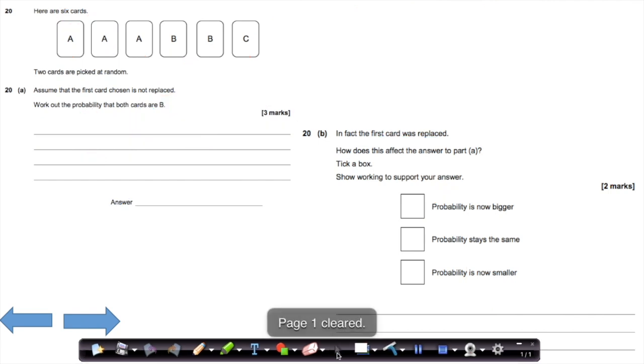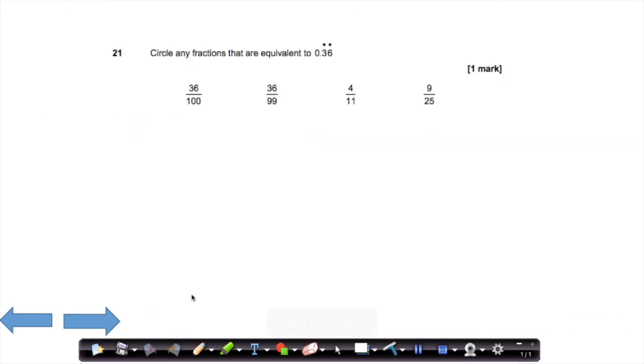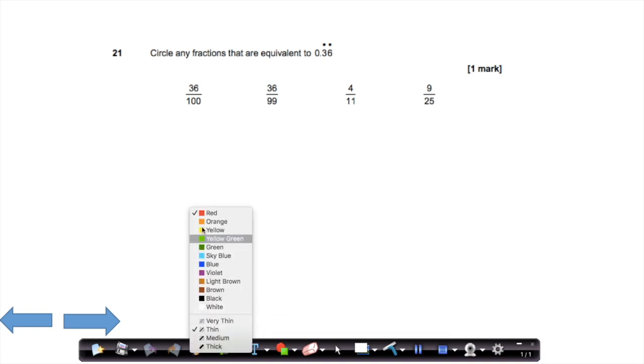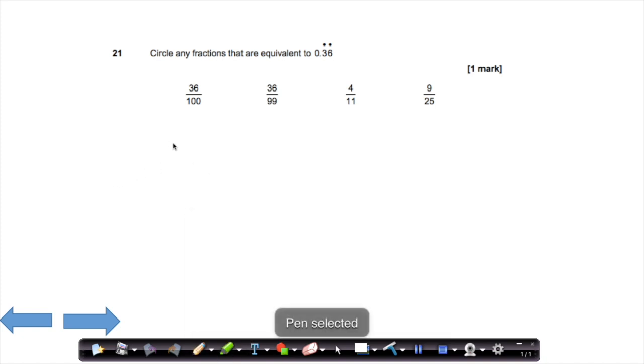So now moving on, question 21. Circle any fractions that are equivalent to 0.36 recurring. Well, if we start off with our algebraic proof, we don't have a calculator, so we're going to have to use our knowledge of 0.36 recurring being equal to, let's just say, x. So 0.36 recurring is equal to x.